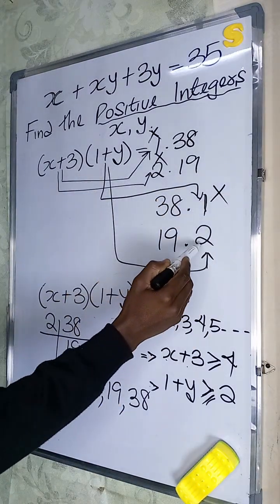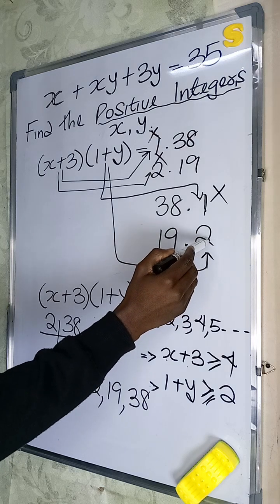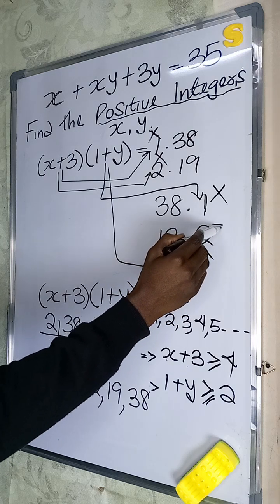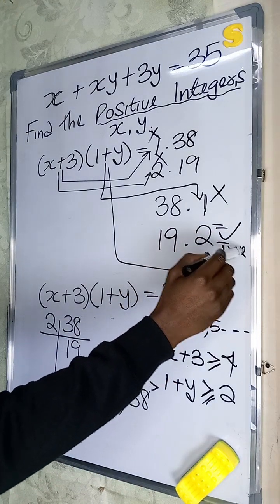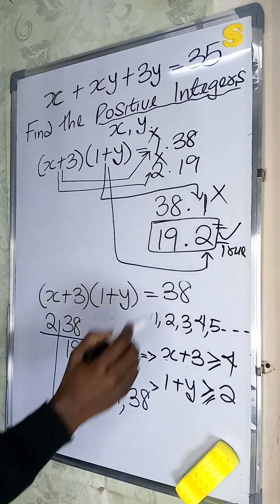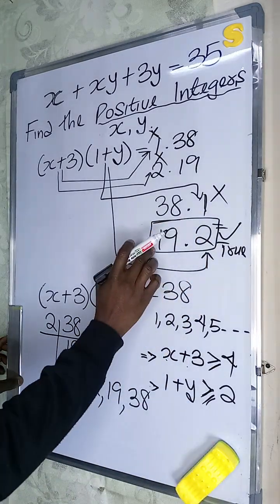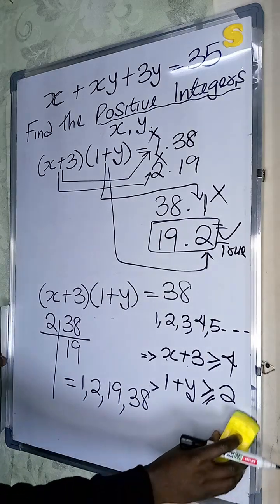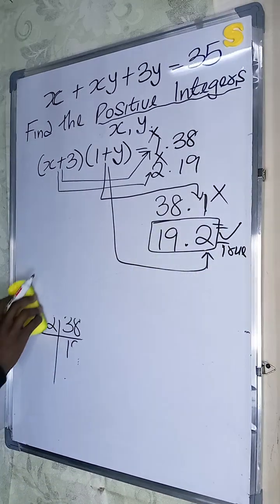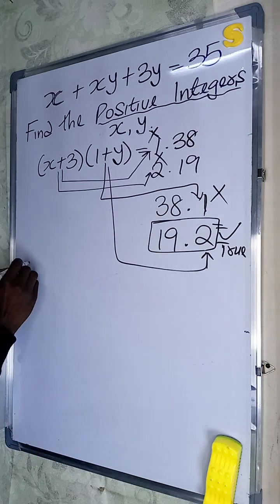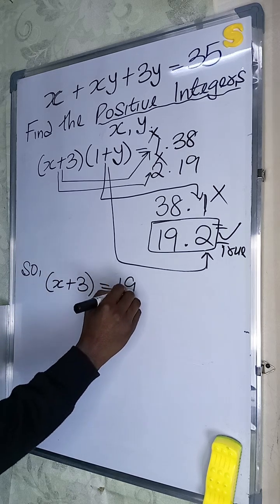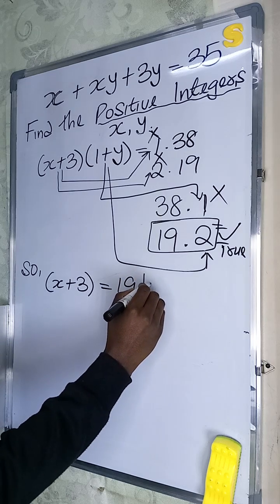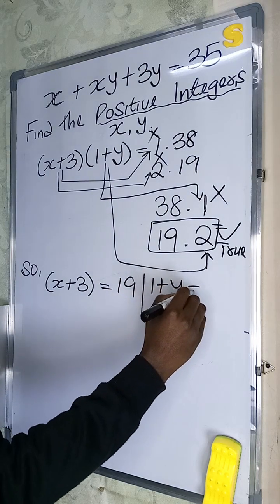While here 1 plus y is equal to 2, so this is true. That means this can work for both conditions. Taking that to be true for the two expressions, we can have x plus 3 equal to 19, and on the other hand 1 plus y equal to 2.